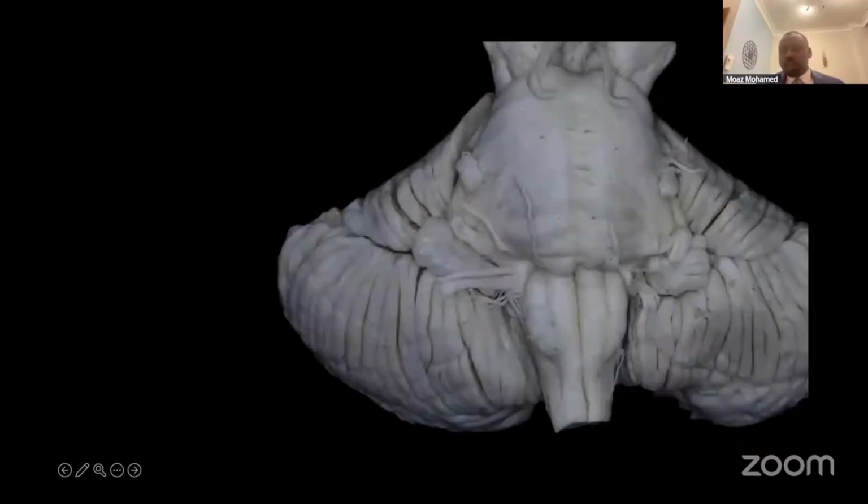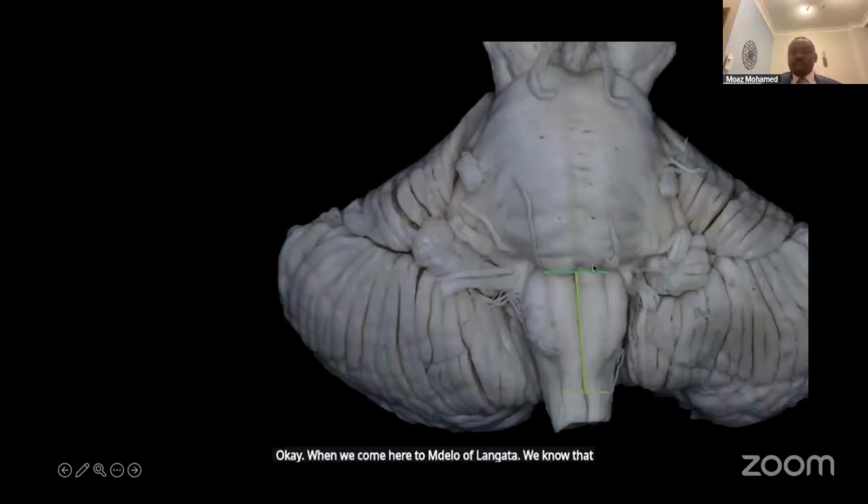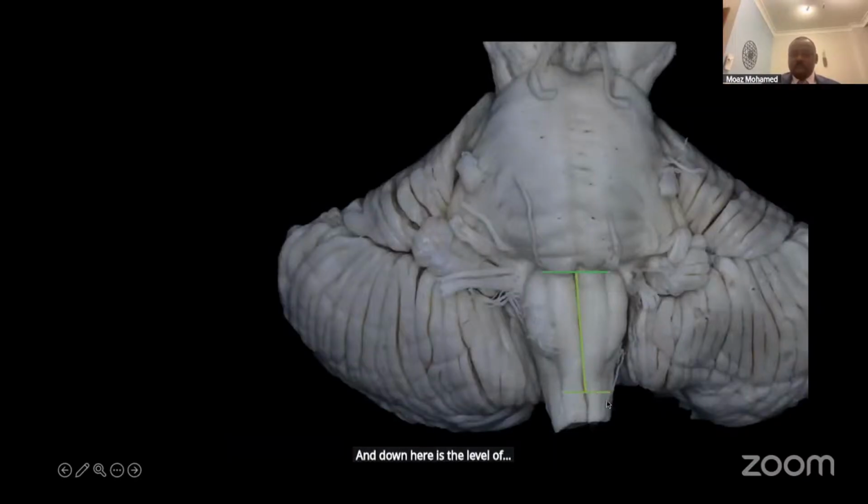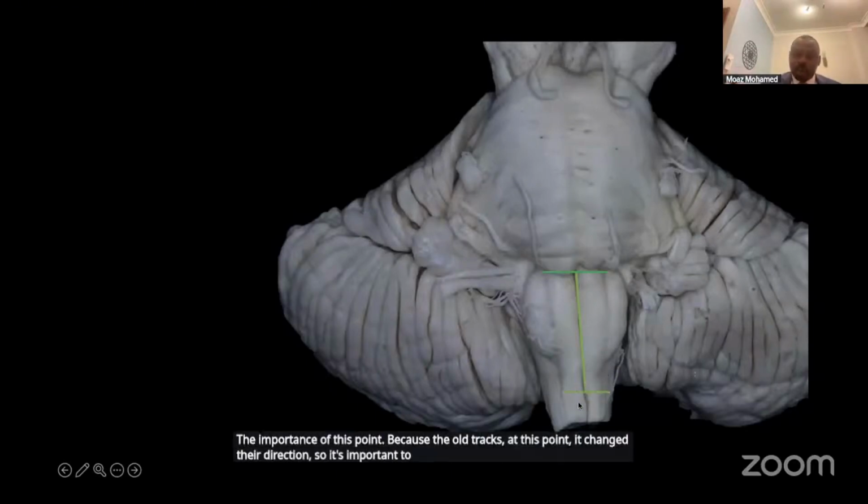When we come to the medulla oblongata, it starts at this point, between the pons at the level of the pontomedullary sulcus above, and down here at the level of the pyramidal decussation. This pyramidal decussation is at the level of the first cervical root. The importance of this point is that all tracts change their direction here, so it's important to know where the lower limit of the medulla oblongata is.